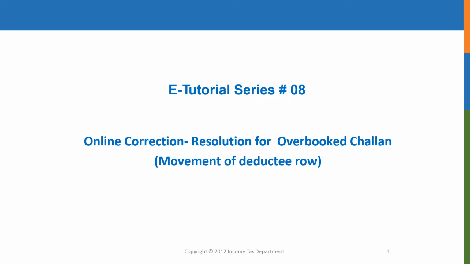This error can be rectified by moving the deductee rows matched with the wrong Challan and matching them with their correct Challan. This feature helps you in resolving such defaults. Now let us see how that can be done.